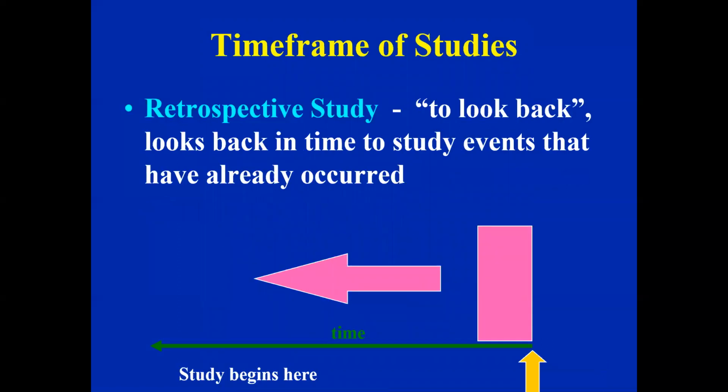Then retrospective, it means you have a time point, then you are looking backwards. You look back in time to study events that have already occurred. That's a retrospective study. So your study begins here, you're doing your study here, but you're looking backwards in time to assess study events that have already occurred.